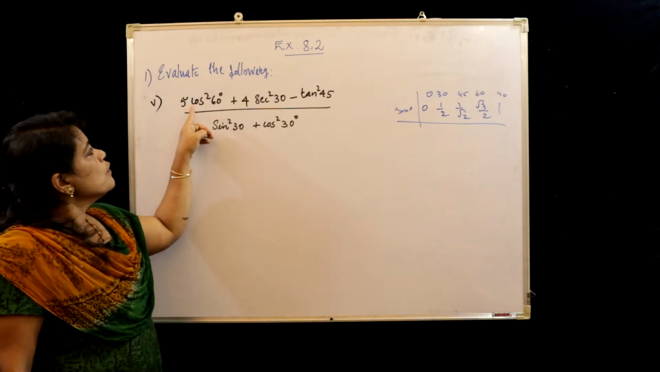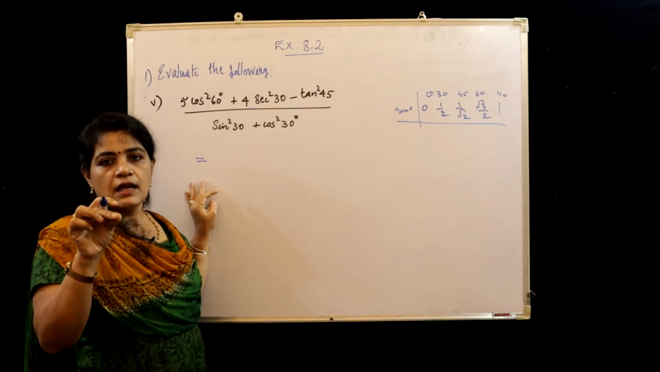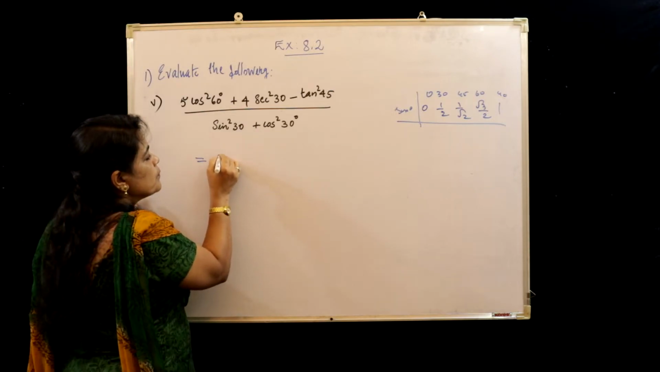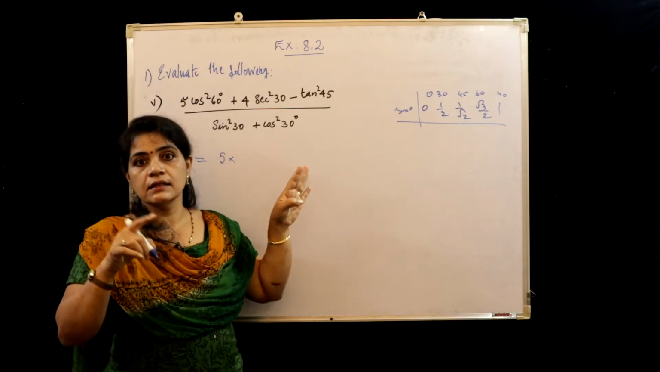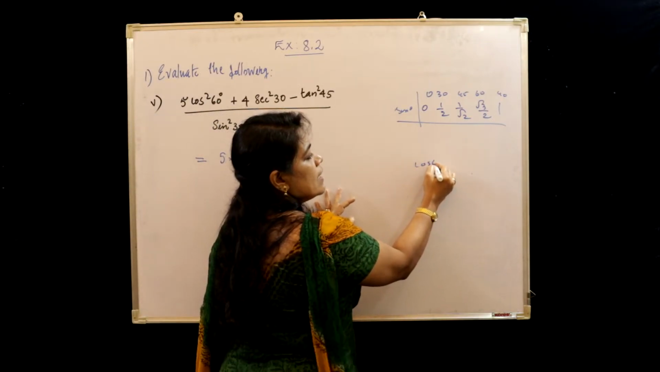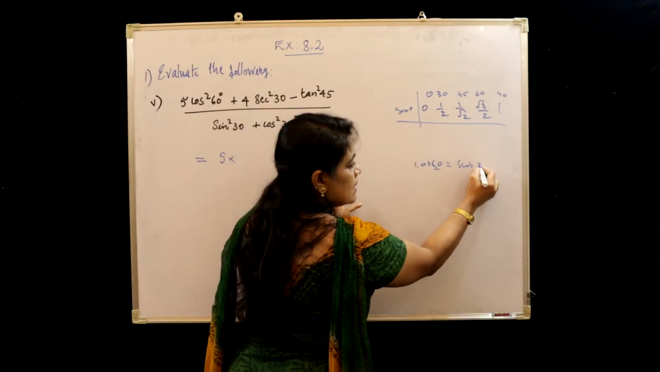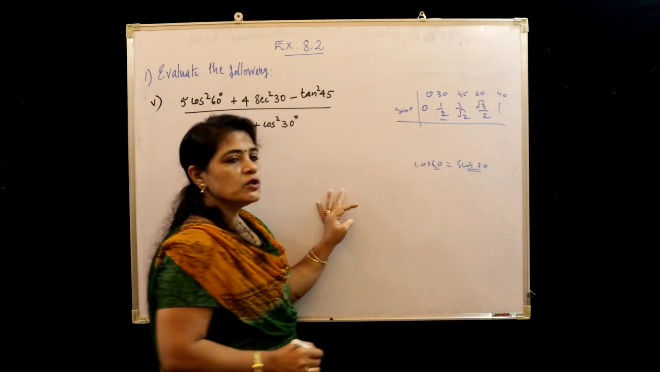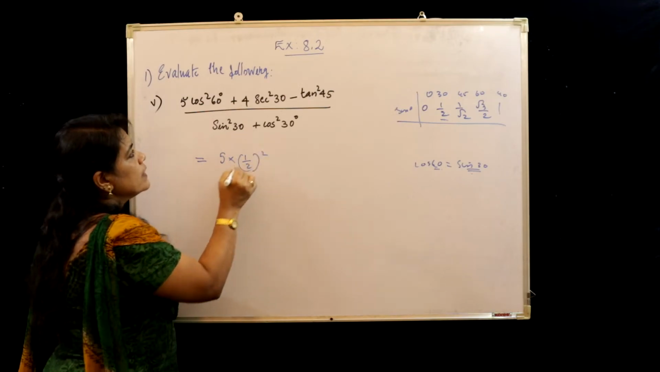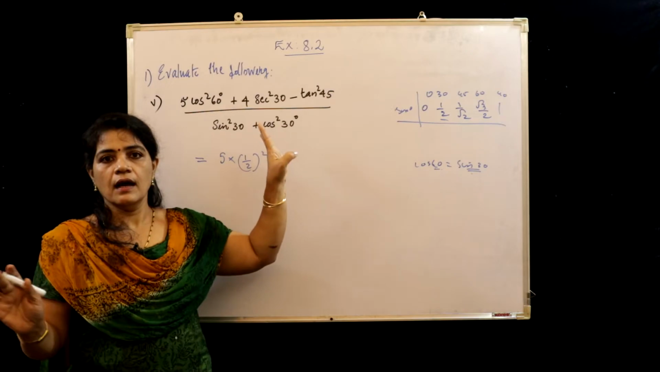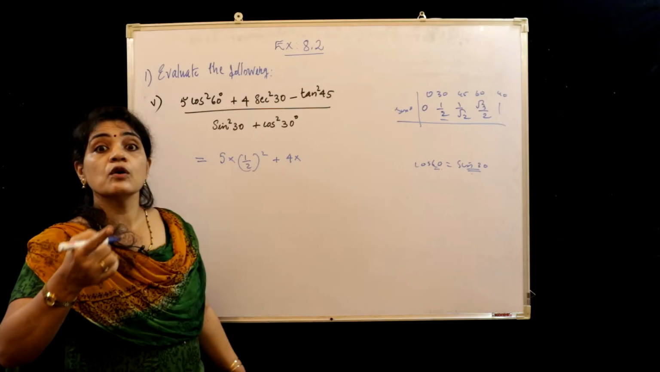Yes, children. So 5 cos square 60 means 5 into cos square 60. Cos 60, what is the complement of cos? Sin, and 60, 30. And what is sin 30? That is 1 by 2. So cos 60 equal to sin 30. So 1 by 2 square. That is cos square 60. Idea is clear, children? Plus 4 into sec square 60.